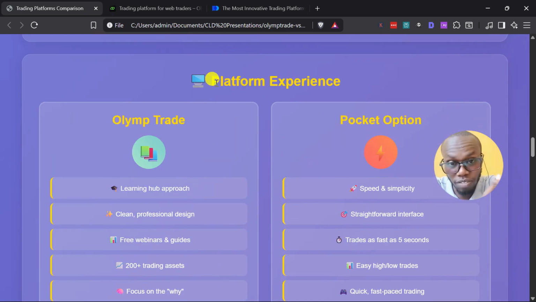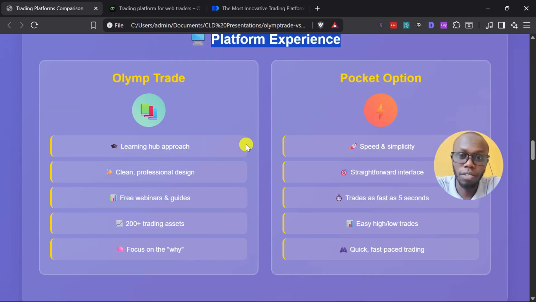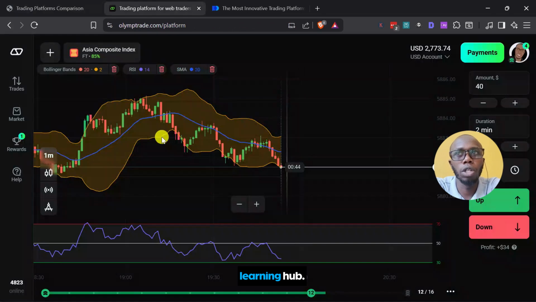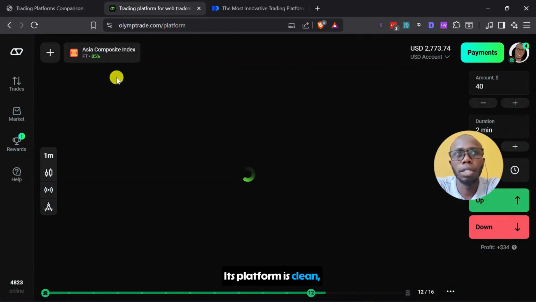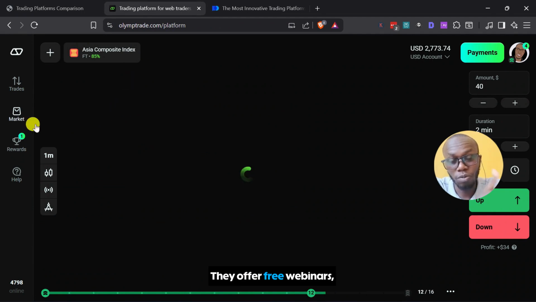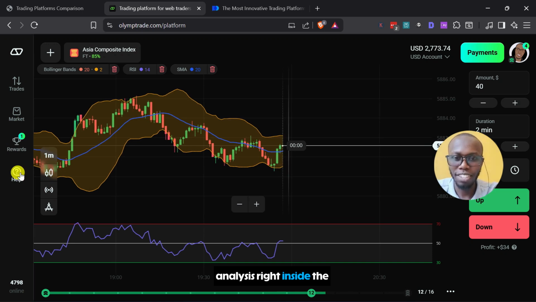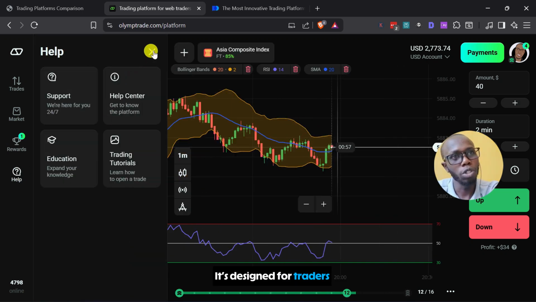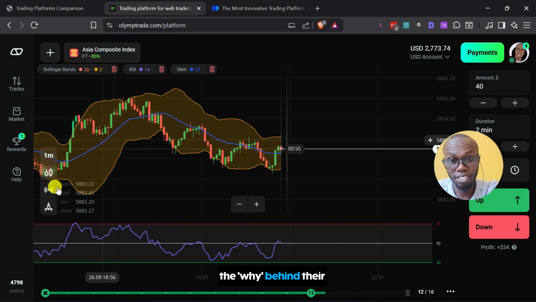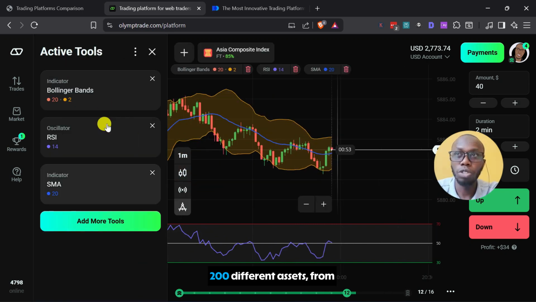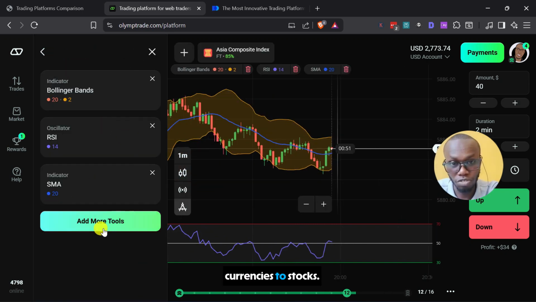Next, let's talk about the platform and trading experience. Olymp Trade feels a bit more like a learning hub. Its platform is clean, professional, and packed with educational resources. They offer free webinars, strategy guides, and market analysis right inside the app. It's designed for traders who want to learn the why behind their trades. You can trade over 200 different assets, from currencies to stocks.